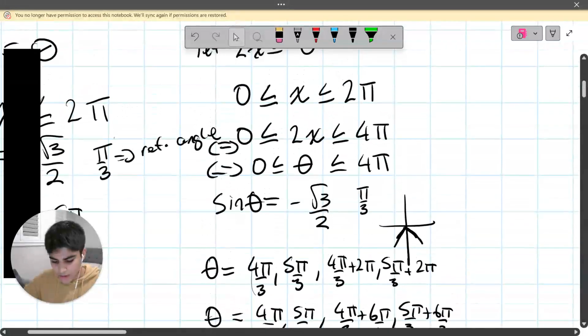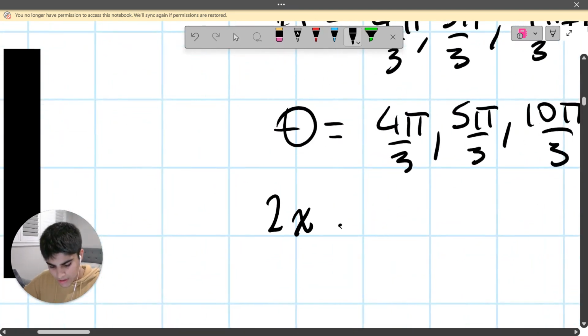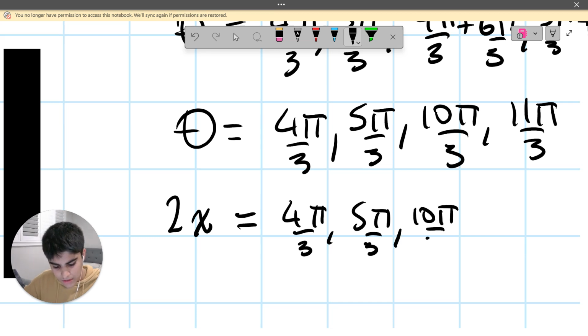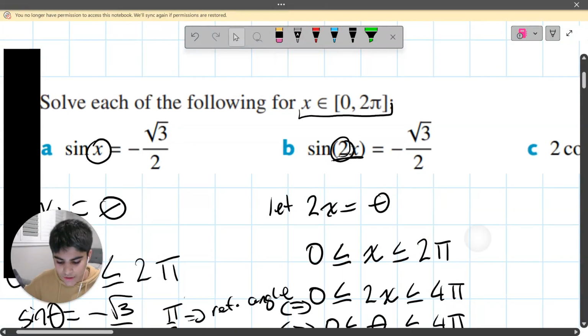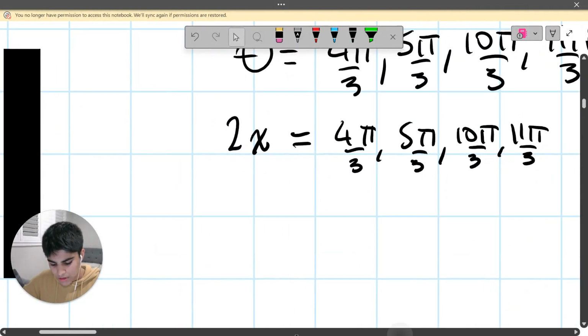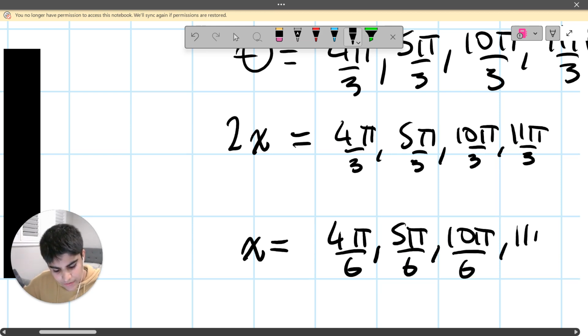Now we know theta is 2x, so we're going to put 2x back here. 2x equals 4 pi on 3, 5 pi on 3, 10 pi on 3, and 11 pi on 3. Because our aim in this question is to find the value of x, we're trying to find the solutions of x, we're going to divide all these solutions by 2. So x equals 4 pi on 6, 5 pi on 6, 10 pi on 6, and 11 pi on 6.